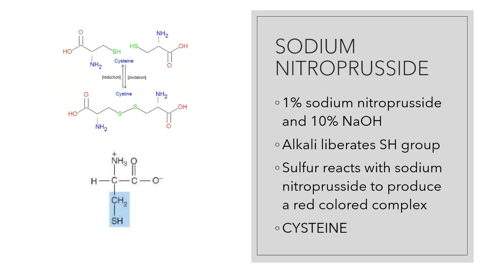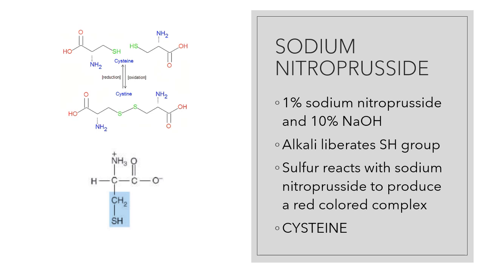This is a test for cysteine, specifically the thiol group present in cysteine. Why did I only put cysteine here? Because methionine also contains a sulfhydryl group, but the sulfhydryl group present in methionine is relatively difficult to break.